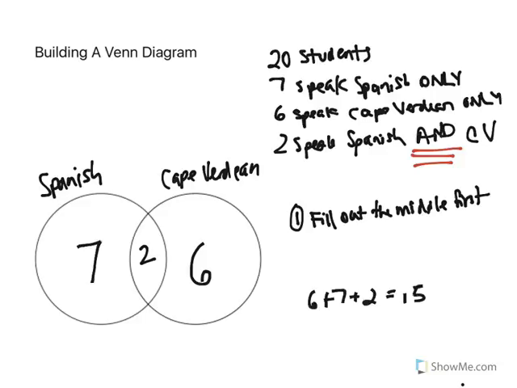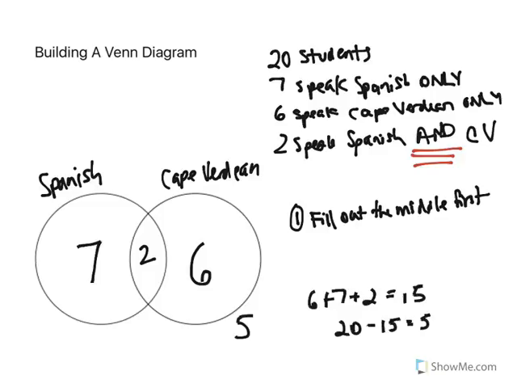Now, the question says that in total we have 20 students, though. So if we have 20 total students, 15 are accounted for, we have 5 students that have to be neither. So 5 students over here speak neither Cape Verdean or Spanish. And they definitely don't speak both, so they're going to go right over here.